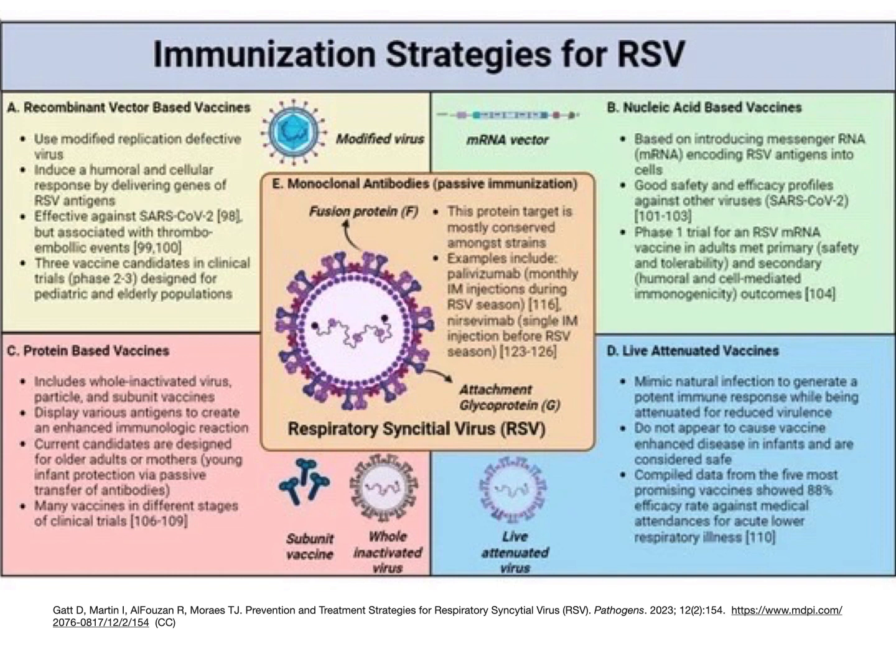B. Nucleic acid-based vaccines, based on introducing messenger RNA encoding RSV antigens into cells. Good safety and efficacy profiles against other viruses such as SARS-CoV-2. A phase 1 trial for an RSV messenger RNA vaccine in adults met primary safety and tolerability and secondary humoral and cell-mediated immunogenicity outcomes.